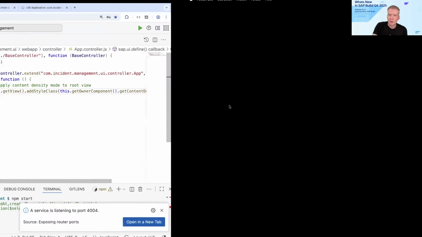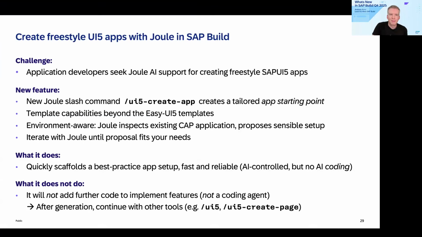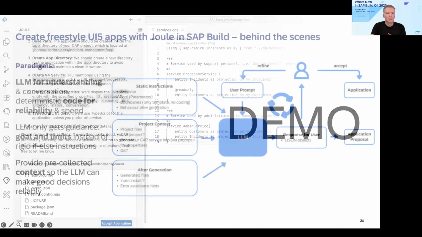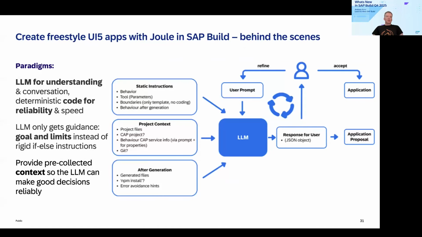But let's go back to the slides. So this is what I just mentioned. The main paradigms behind the scenes are that we really use a large language model within Joule here for the understanding of the user, for the user's needs, for the conversation. So this is where LLMs excel in language processing.